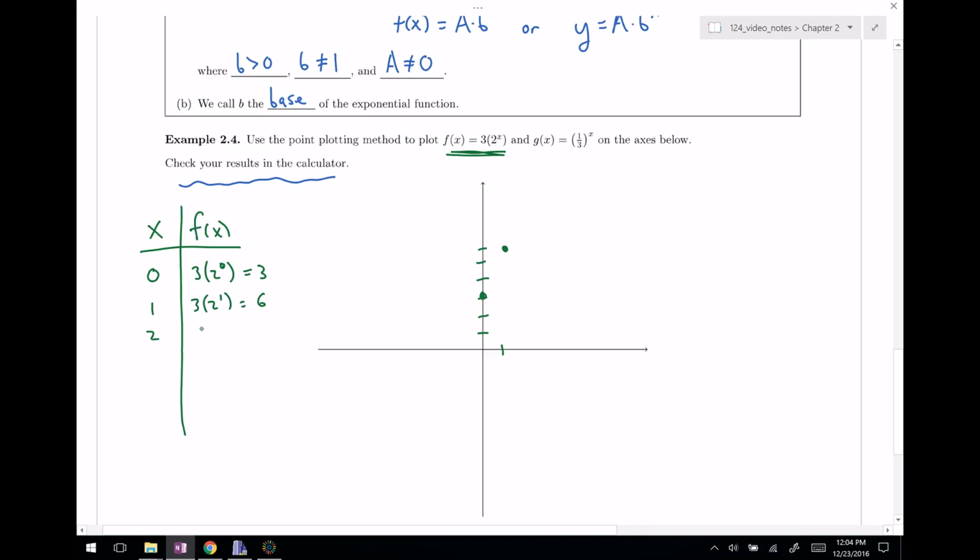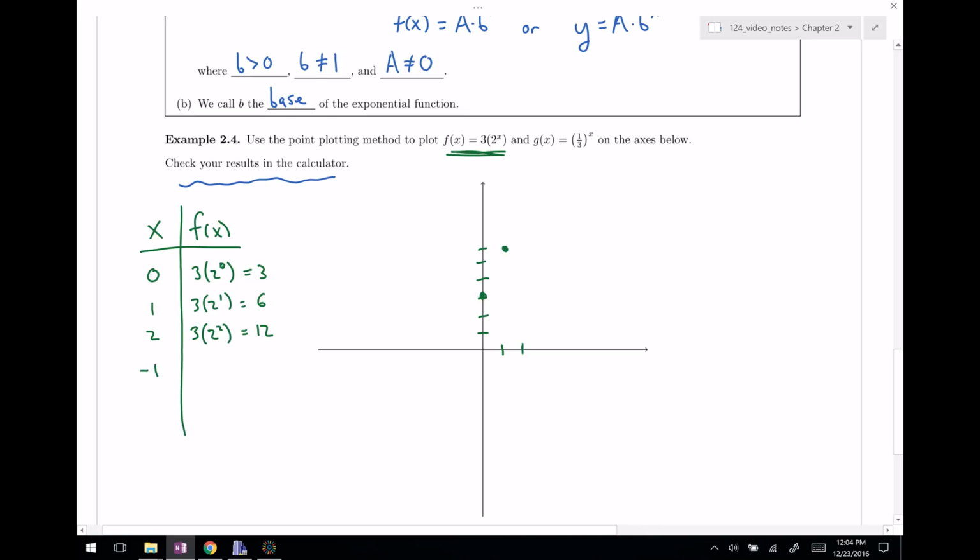Let's do one more in this direction. 3 times 2 squared, plugging in a 2 everywhere I see an x. Right in here, just plug in that 2. So that's going to be 3 times 4, that's going to be 12. I probably don't have enough room, but you can see it's going off, getting very, very positive in this direction. Let's go in the other direction.